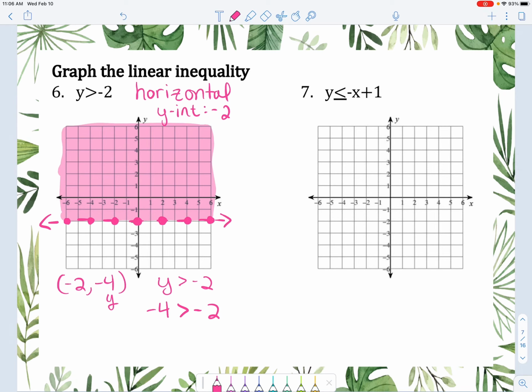All right, another one. y is less than or equal to negative x plus 1. This tells me I have a slope of -1 and a y-intercept of 1. This is in slope-intercept form. I plot the b value first, and I use that slope of -1 over 1 to plot as many other points as I can.